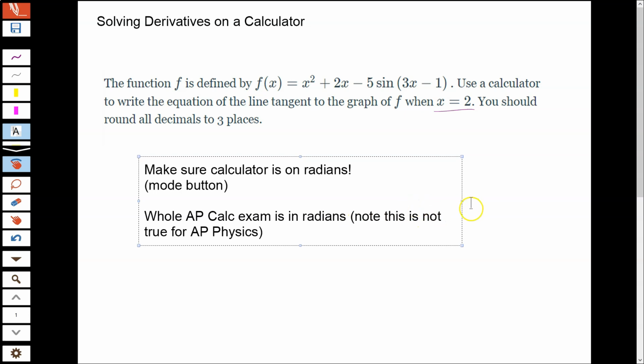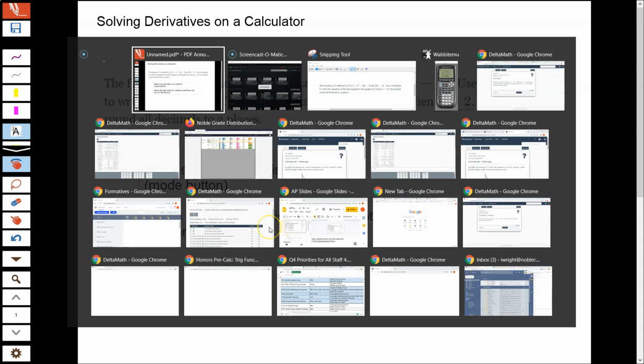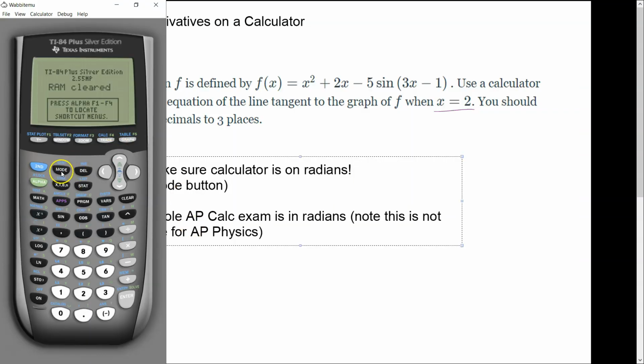I've read that this is not true for AP Physics, so if you're also an AP Physics student, you may want to pay closer attention to what mode you're on. But for our purposes, we're going to be in radians forever. So I'll show you how to do that. You just hit mode, and then second one down is radians. It should look just like mine.